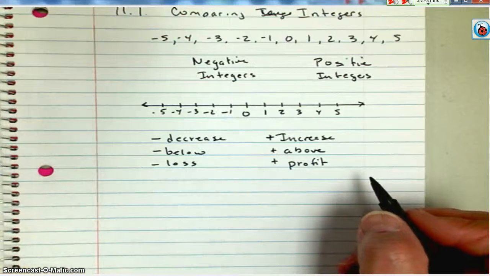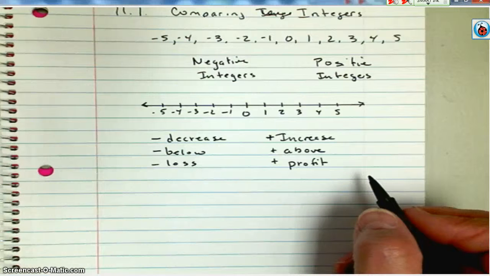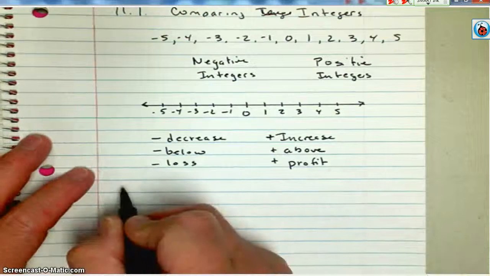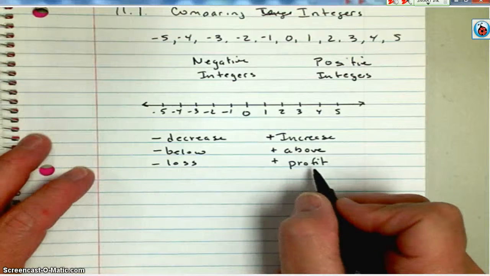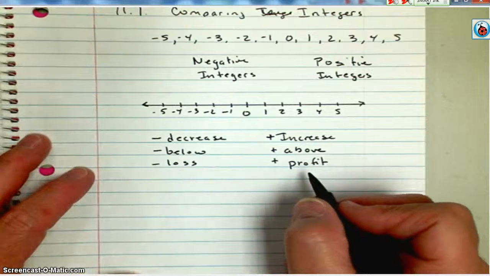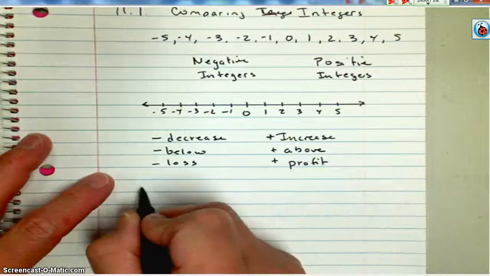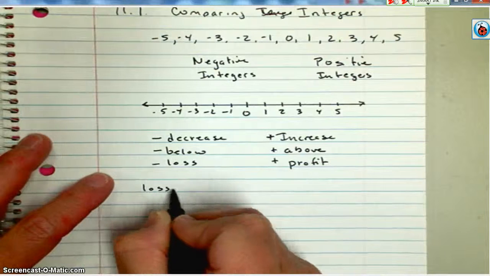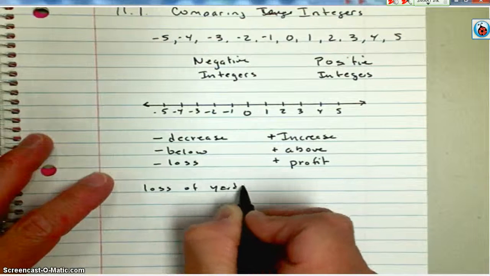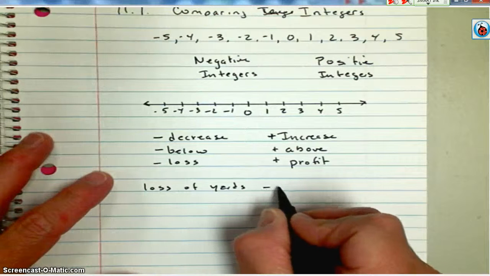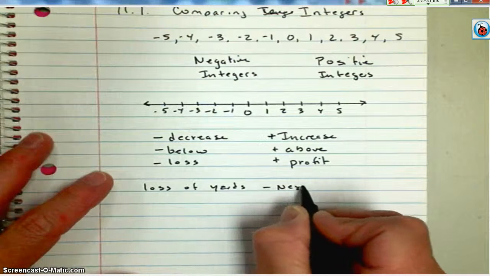Now, like I said, certain situations call for integers. Again, if we have a profit, we call that positive. In sports, like in football, if you went for a loss of yards or a loss on the play, that would be a negative integer.